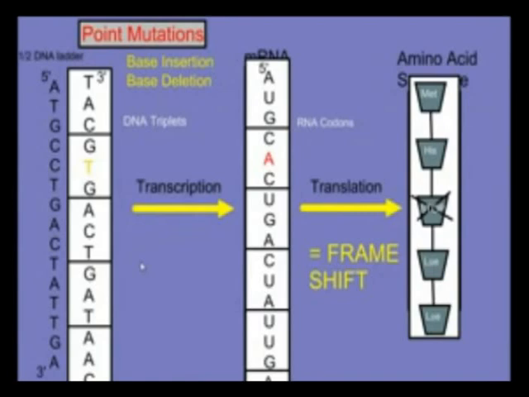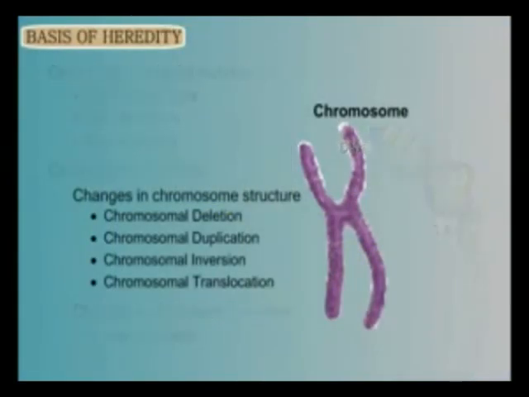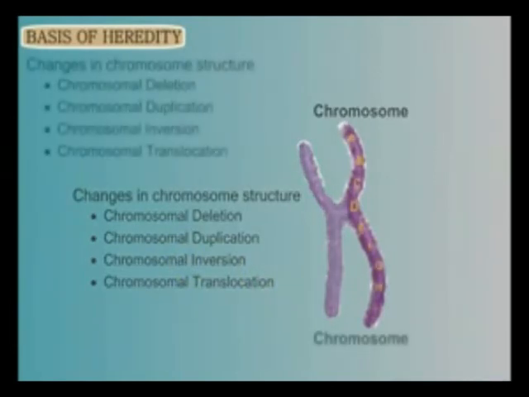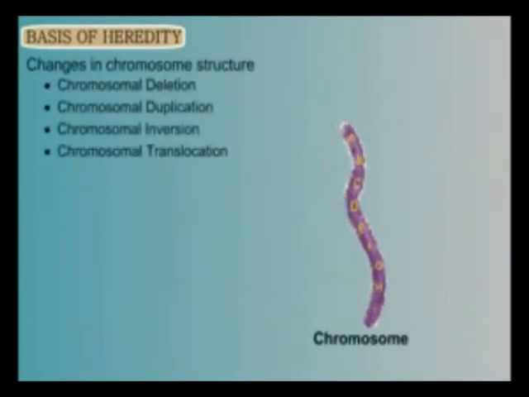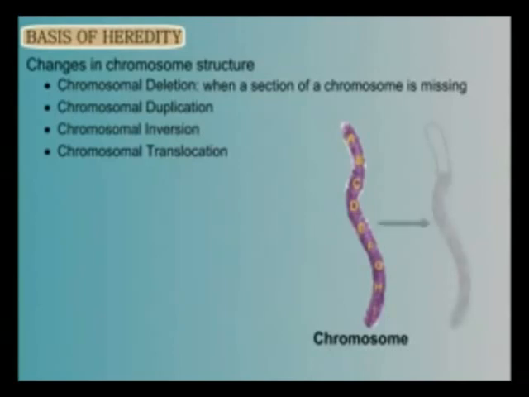Now let's move to another type of mutation, chromosomal mutation, and specifically changes in chromosome structure. And here we have deletion, duplication, inversion, and translocation. We start with chromosome deletion. It happens when a section of chromosome is missing. So if we have this structure of chromosome with the letters representing the many genes, for deletion we have lost a section of the chromosome.